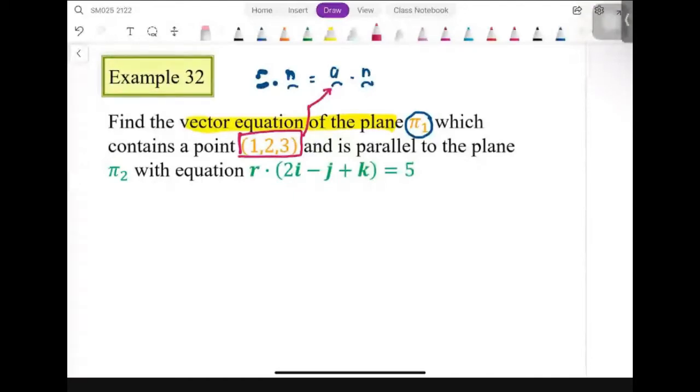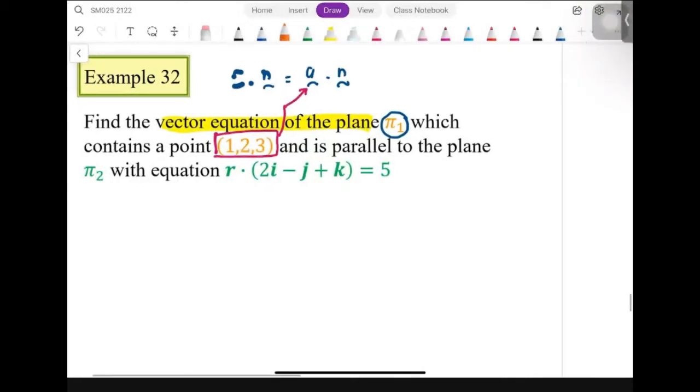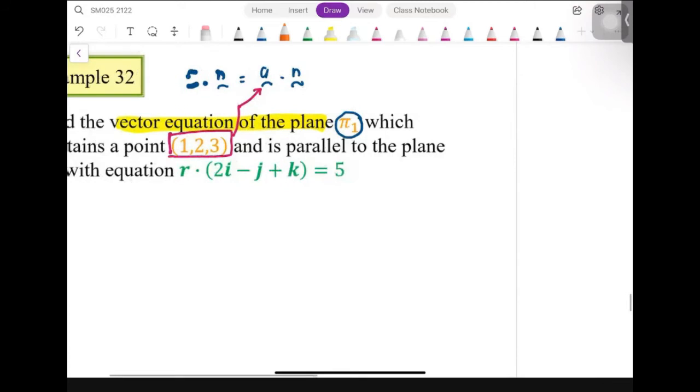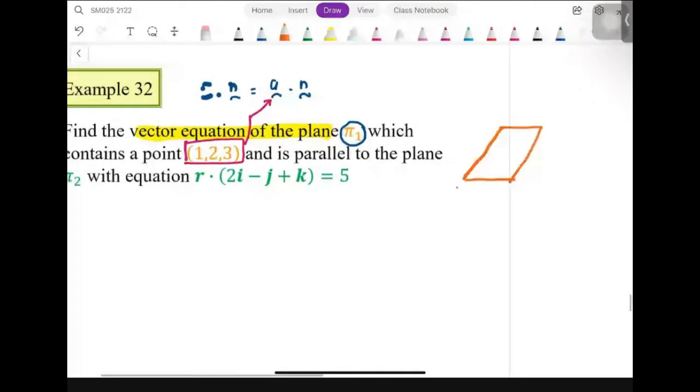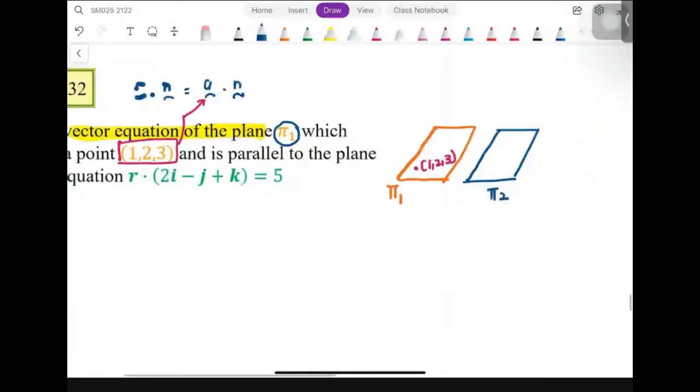Okay, so for this situation, usually when we get one, we try to draw it, so that we understand what it is actually telling us. We have a plane named pi 1. On pi 1, we have a coordinate of 1, 2, 3. Okay, we've settled that. Next, we have another plane named pi 2. For pi 2, the given equation is r dot n, where n is negative 1, 1, equal to 5.